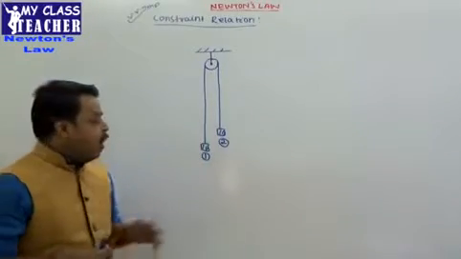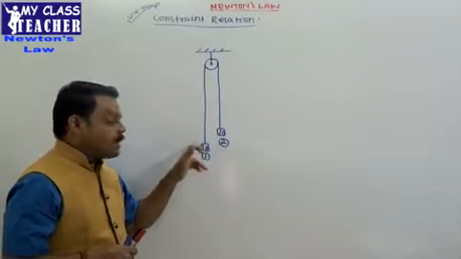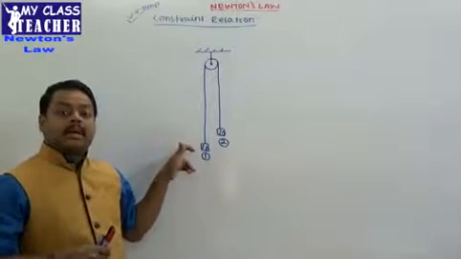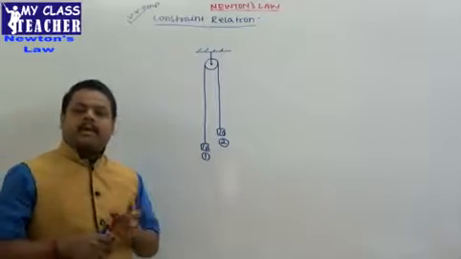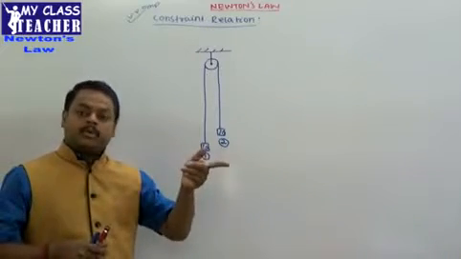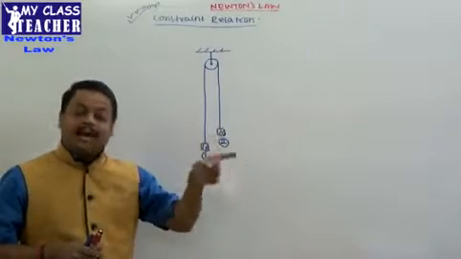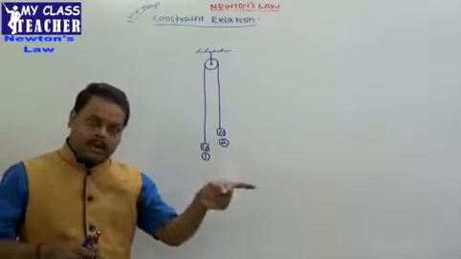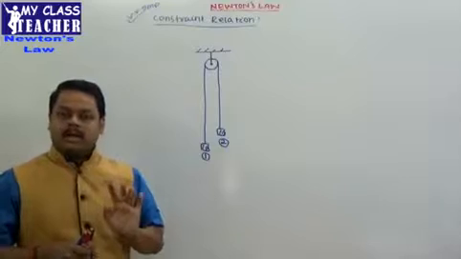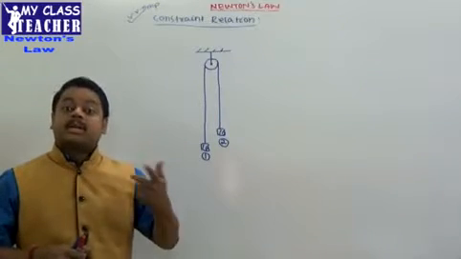That means if I ask what is the relation between their velocity vectors, the velocity vectors of these two objects are equal and opposite. That means if one is v1, the other is v2, v1 is equal to minus v2, equal magnitude, opposite direction. That means v1 plus v2 is equal to 0.